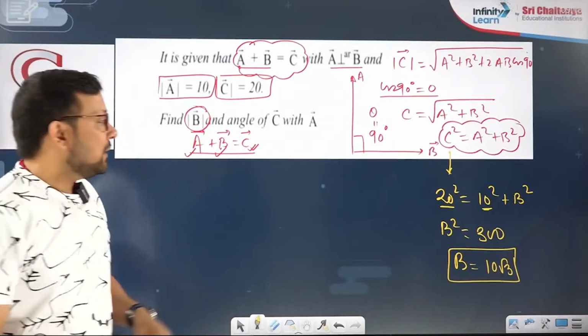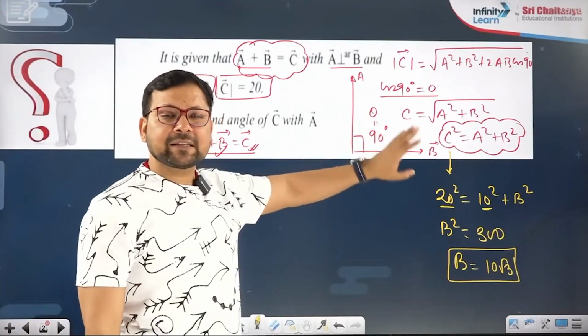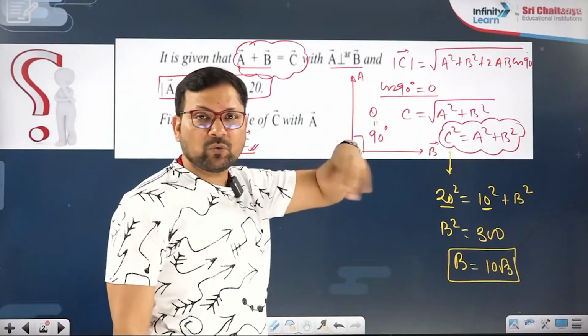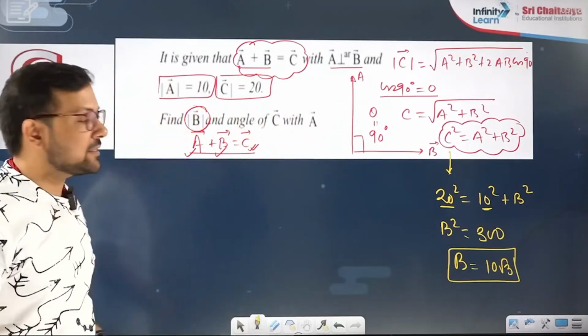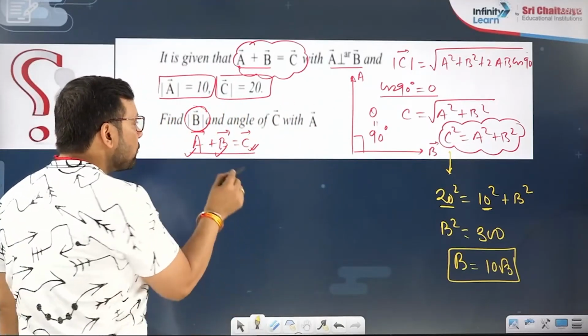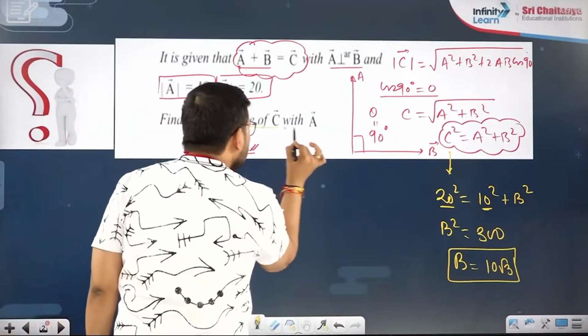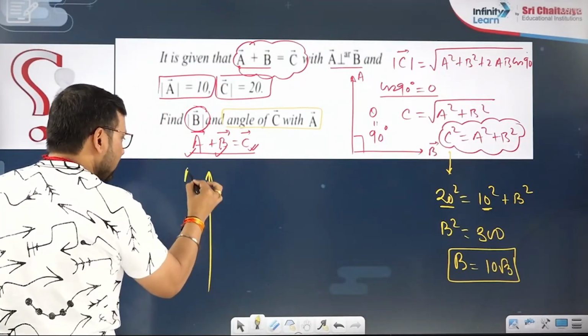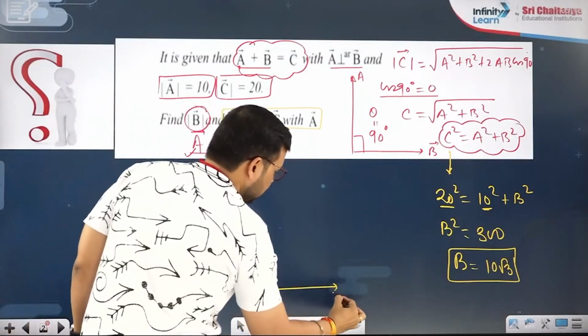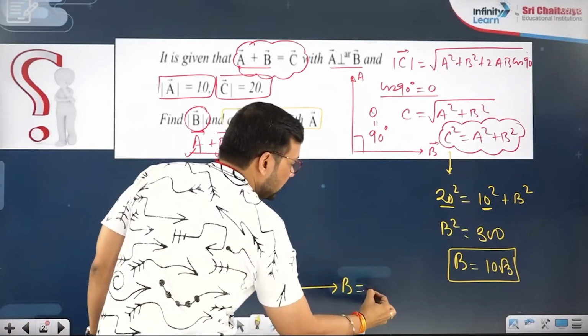Understood? Theta given is 90, no beta. Theta is given as 90, so cos 90 is 0. So what is left? C square equals A square plus B square. That is left. Now the question is also asking us for the angle of C with A. Please have a look. This we drew as A. That was B. How much B did we get?